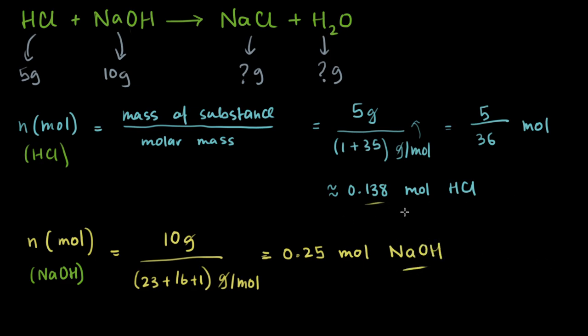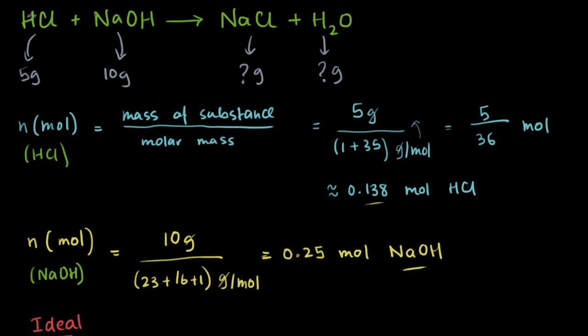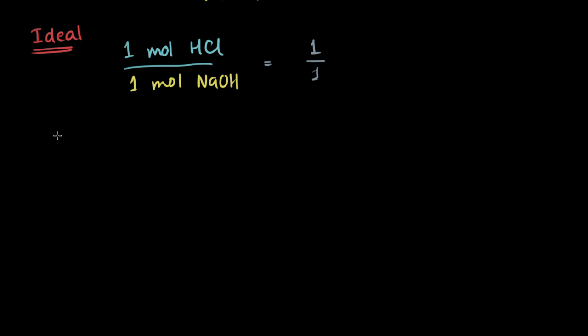Now that we have the amounts, the next step is to compare the mole ratio between the ideal situation and the actual situation. Let us do that. In an ideal situation, 1 mole of HCl reacts with 1 mole of sodium hydroxide to form these products. So here we will write 1 mole of HCl reacts with 1 mole of sodium hydroxide. The ratio will be 1 all over 1.